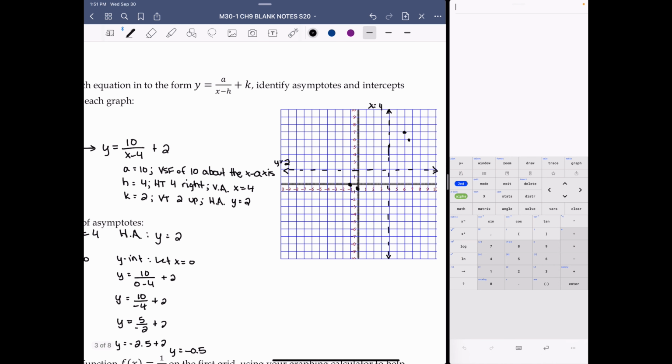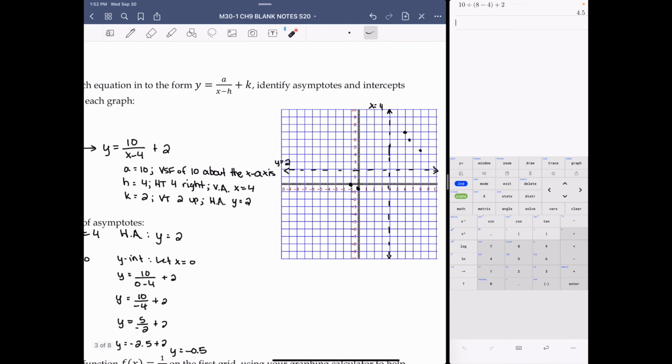Let's plug in points for when x equals 8. We have 10 divided by bracket 8 minus 4, close bracket, plus 2, and we get 4.5. So at x equals 8, y equals 4.5. And then we could find the point that is symmetrical to that on the other side.